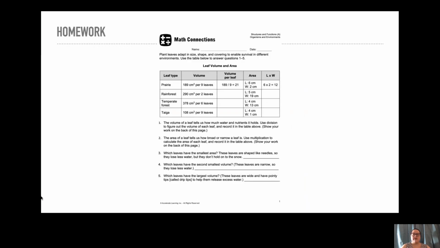All right, friends. Now we have our homework. It's our Math Connections leaf volume and area. What we learned today is going to help you with our length and width for rainforest, temperate forest, and the taiga.